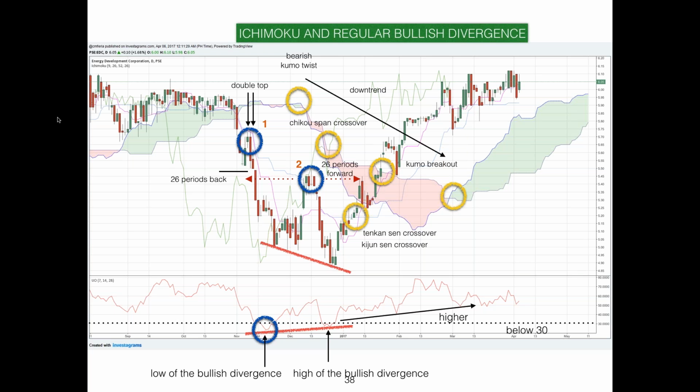Finally, we also have a Kumo twist that signaled the change in sentiment from bearish to bullish. This Kumo twist happens 26 periods ahead. So even before those price bars formed, after the divergence, we would already see this Kumo twist ahead of time. From then, EDC started to reverse and price trended from a low of 489 to a high of 612. It hit a strong resistance and is consolidating at this area.